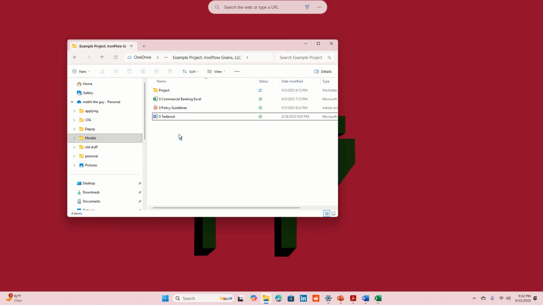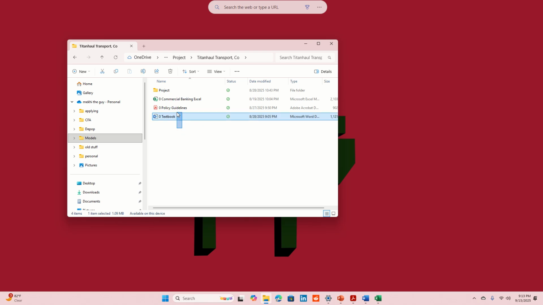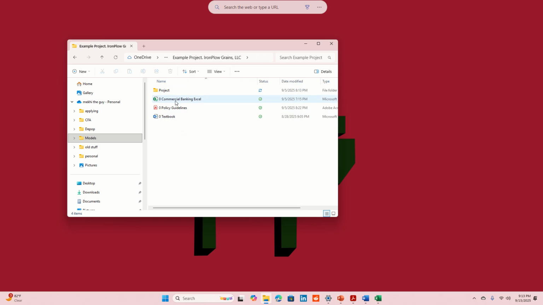So anyways, I have my Zero textbook open, and you can find that inside of your file folder. Every single one of you guys has that. If you have Titan Hall, it's going to be Zero textbook. And again, I have a video explaining how to locate those things.